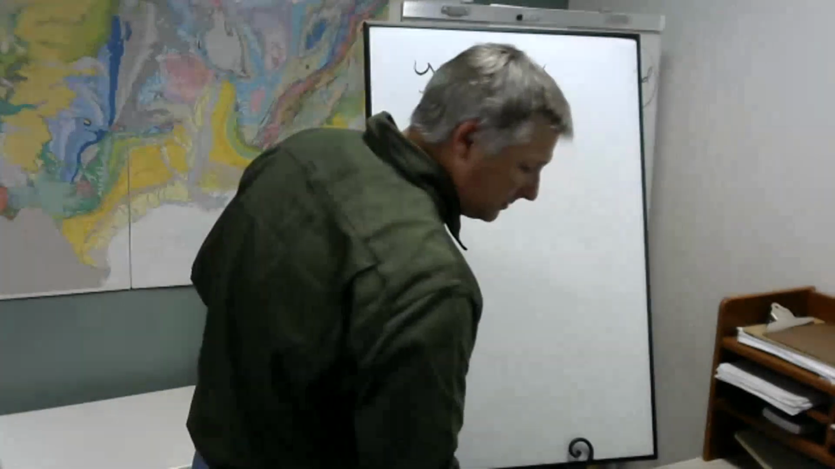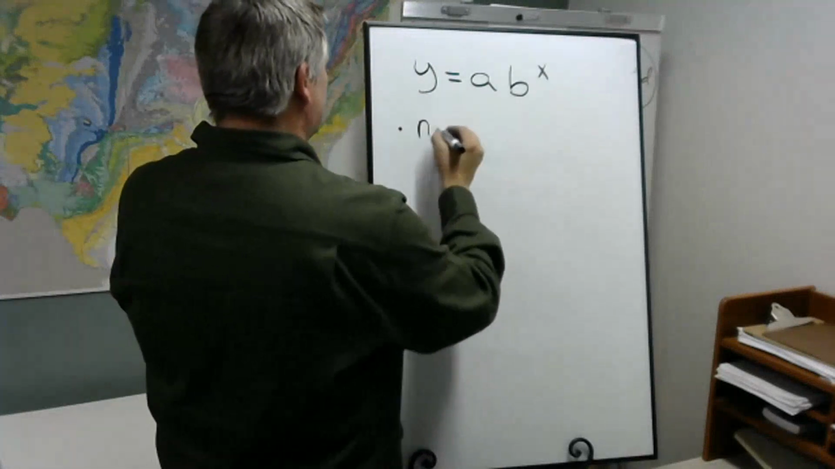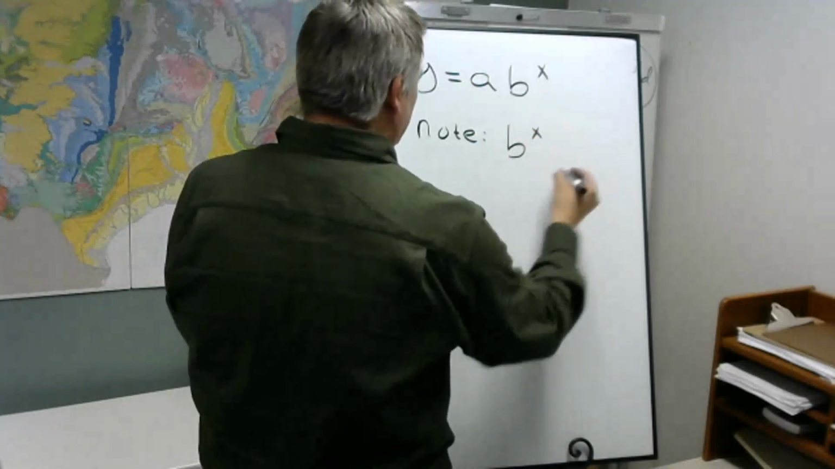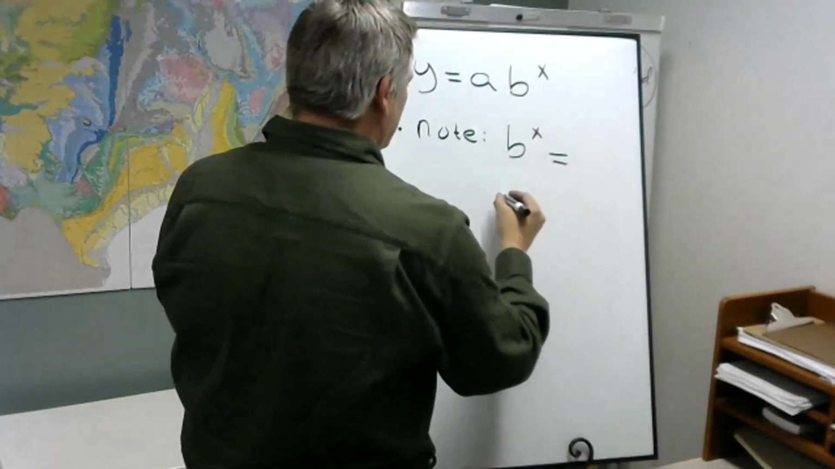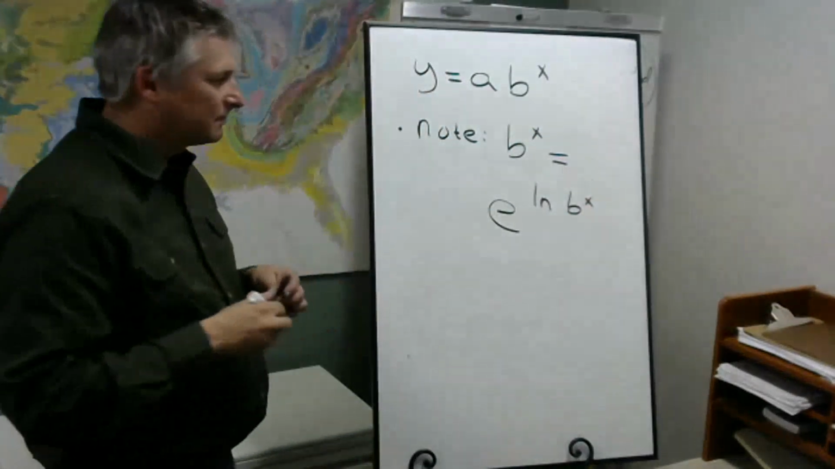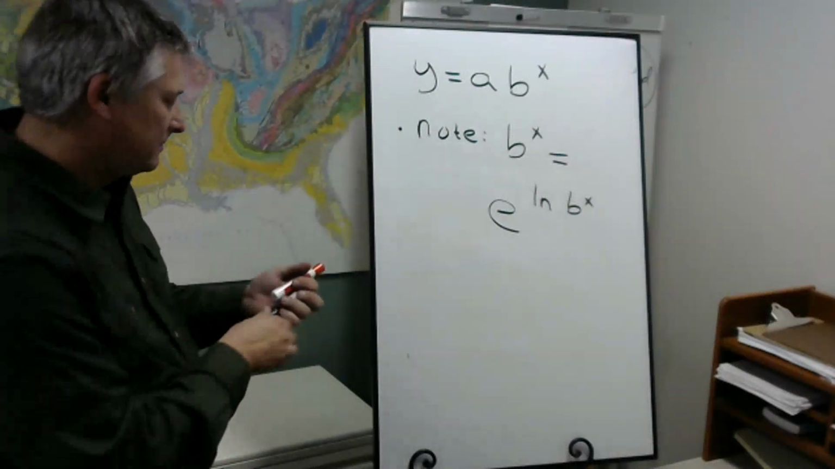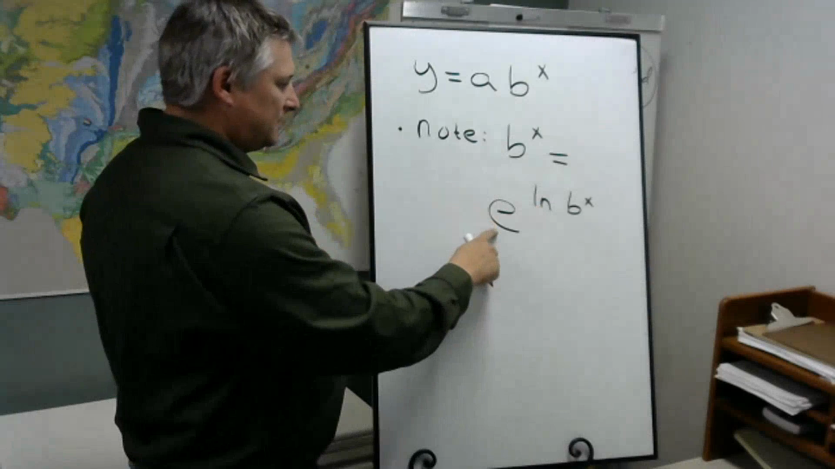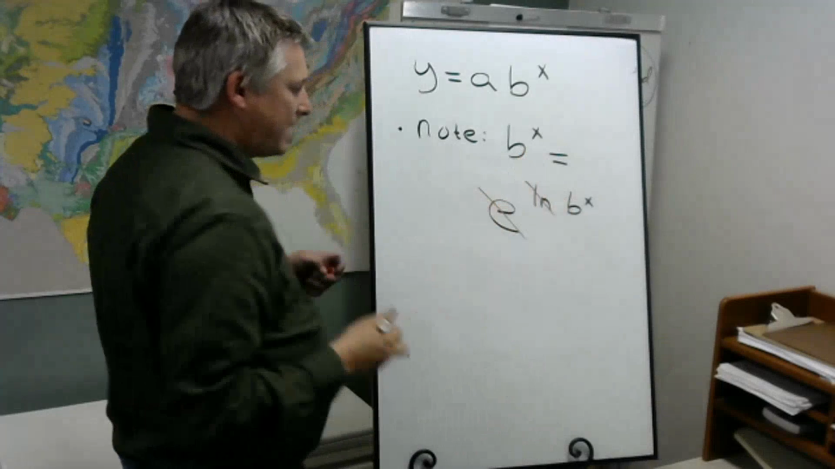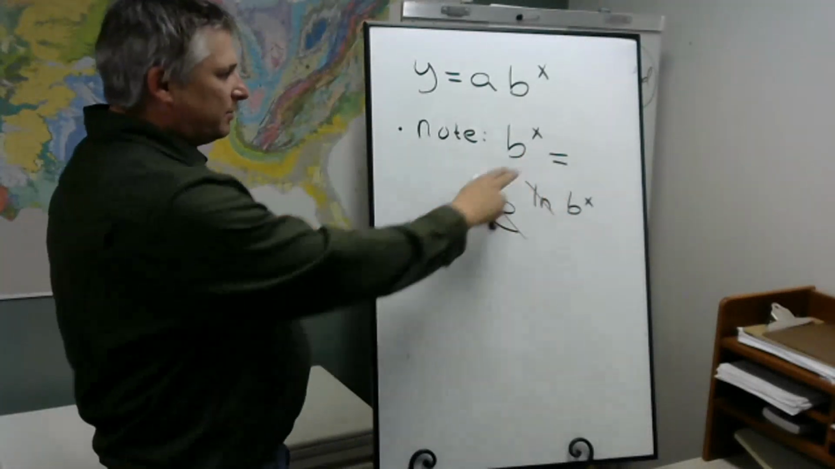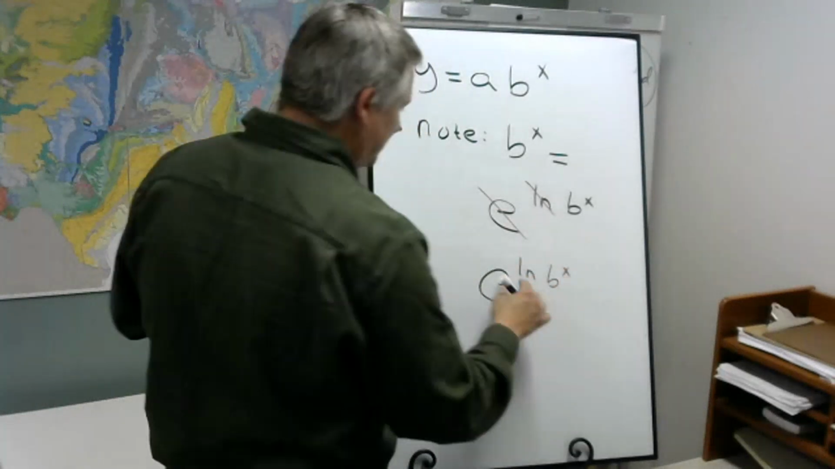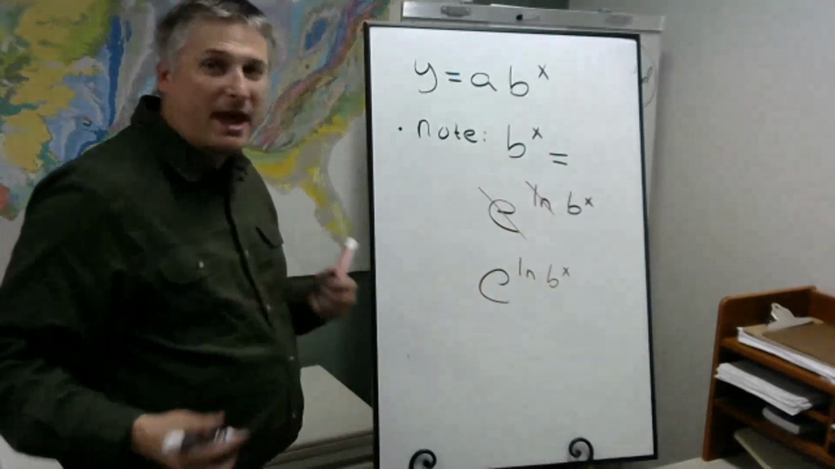There's a clever trick we could do, and it's this. Note, b to the x is going to be equal to e to the natural log of b to the x. And the reason that's true is that this is log base e, this is exponent expression base e. Technically, these will cancel and just leave you with b to the x. So we can replace b to the x with e to the ln b to the x, because these ultimately cancel, just leaving you that to begin with.